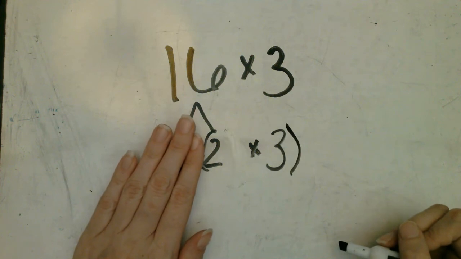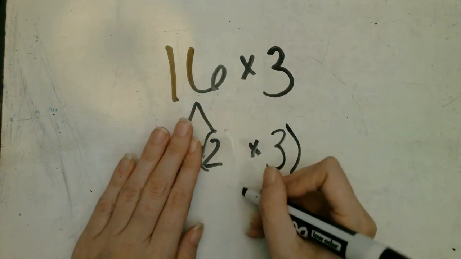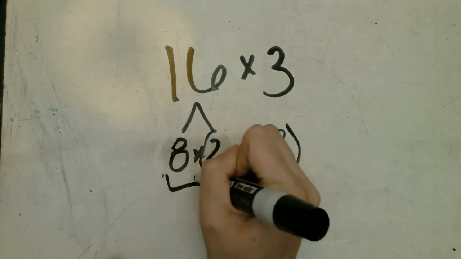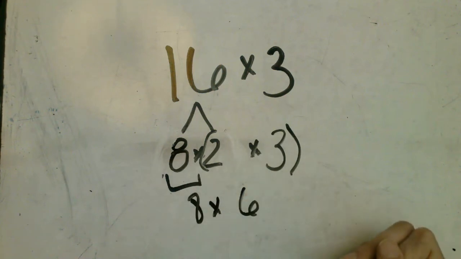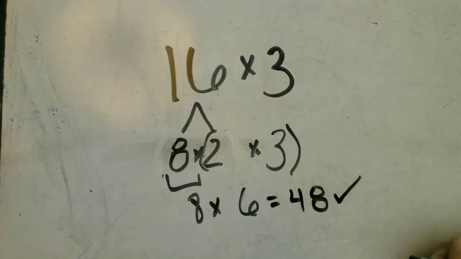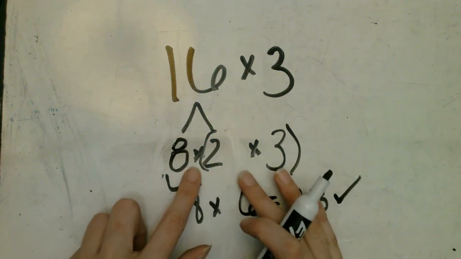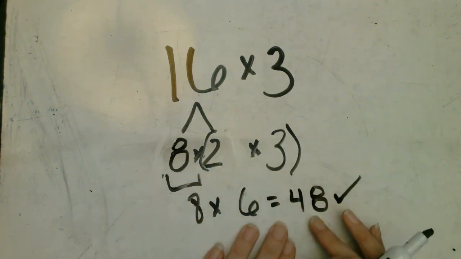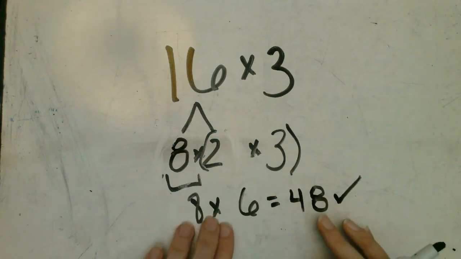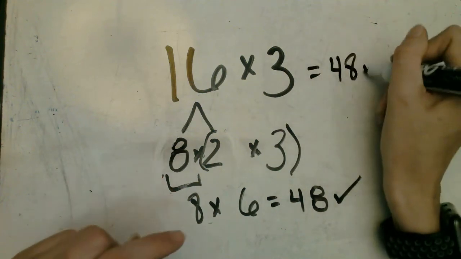What's 2 times 3? Good. 2 times 3 is 6. Now we have to bring down what we didn't use. 8 times 6 is one of our math facts that we have been studying. 8 times 6 is 48. It's a lot easier for us to move the parentheses over since the operations are both multiplication to solve this problem. 8 times 6 is 48, or 16 times 3 is 48.